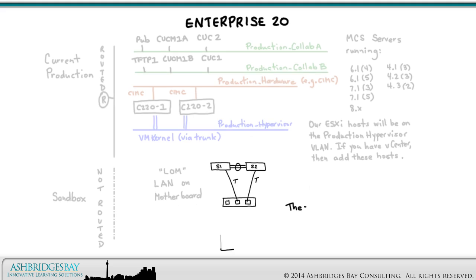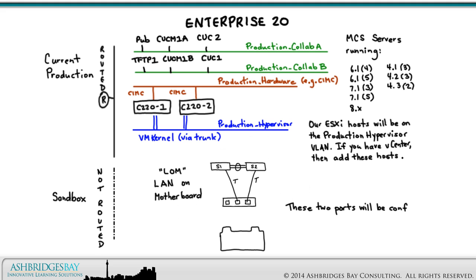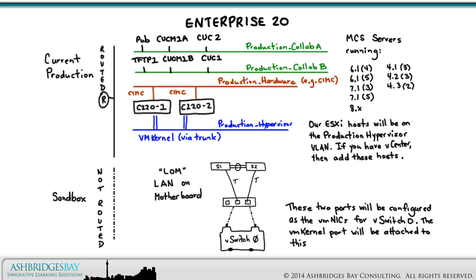These two ports will be configured as the VM NICs for vSwitch 0, the only vSwitch for this configuration. The VM kernel port group will be connected to this VLAN and enabled for vMotion if you have vCenter. Remember, if you want vMotion and HA, you need a single broadcast domain for the vMotion vkernel port groups. There is no reason to isolate the hypervisors. Connecting our new ESXi hosts to the production hypervisor VLAN is the right way to go and makes managing everything much easier during the transition.